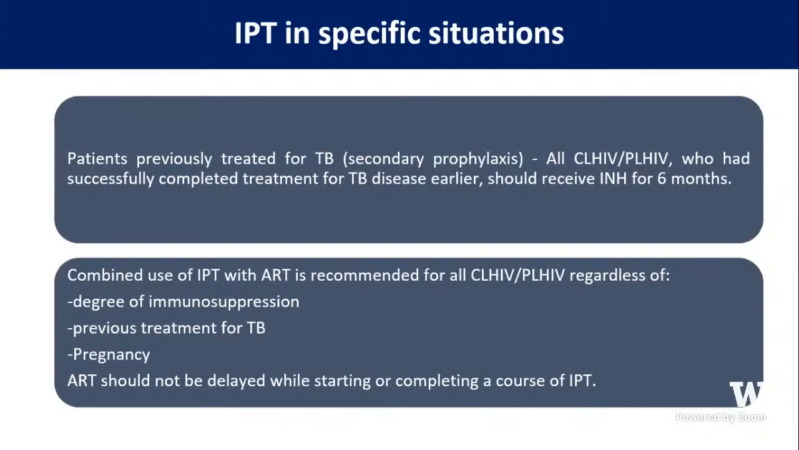There are certain specific situations that you come across. If a patient was previously treated for tuberculosis, for example, a patient has just completed his TB treatment, should we again start TB preventive therapy in this patient? Yes, a patient who had successfully completed treatment for TB disease earlier should receive INH for an additional 6 months. This is called secondary prophylaxis, and we are offering it only to prevent recurrence of TB in these patients who are more vulnerable.